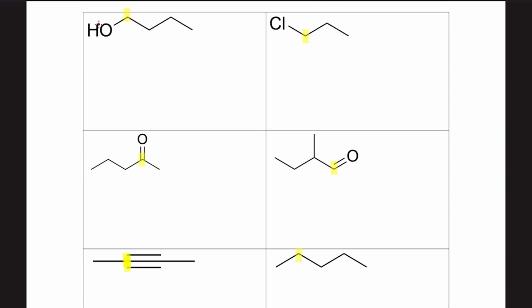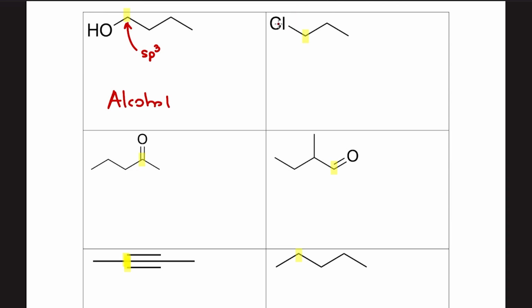The next problem, again, I see a hydroxyl group, and so I know this is probably an alcohol. The carbon it's connected to is sp3 hybridized, and that's actually the highlighted carbon. And so again, I know this is an alcohol, and this carbon is sp3 hybridized.